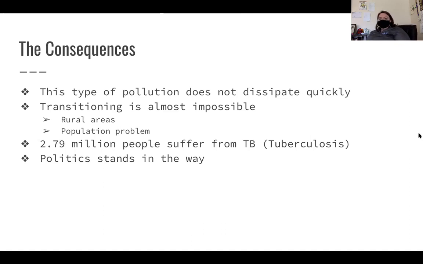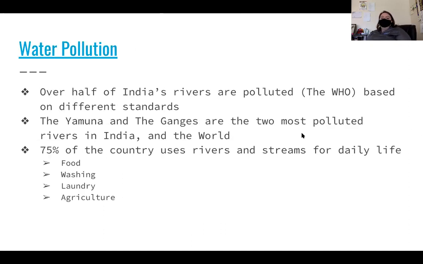All right, so water pollution is the next step to this, okay? And again, with water pollution, we're centering it on India because India has the worst water pollution in the world. Over half of India's rivers are polluted based on the WHO and their different standards. There are different standards to water pollution based on the WHO.